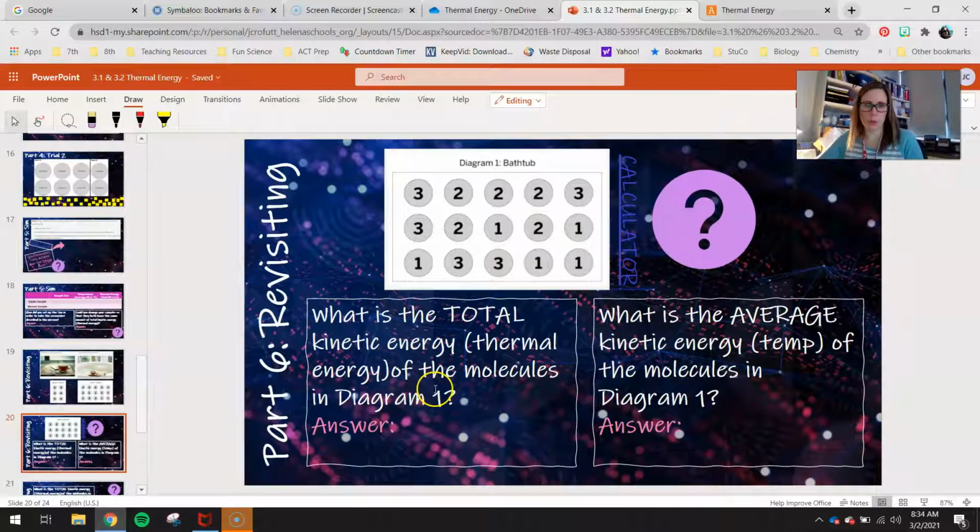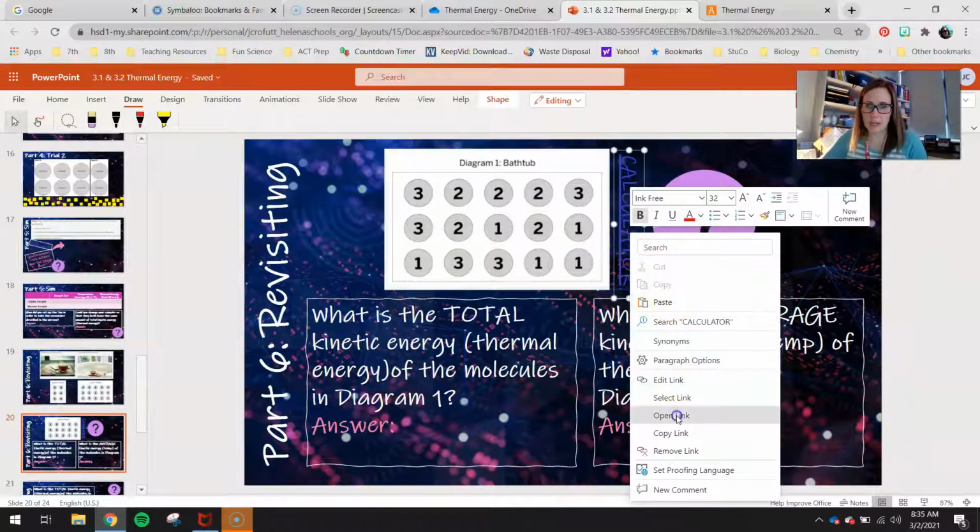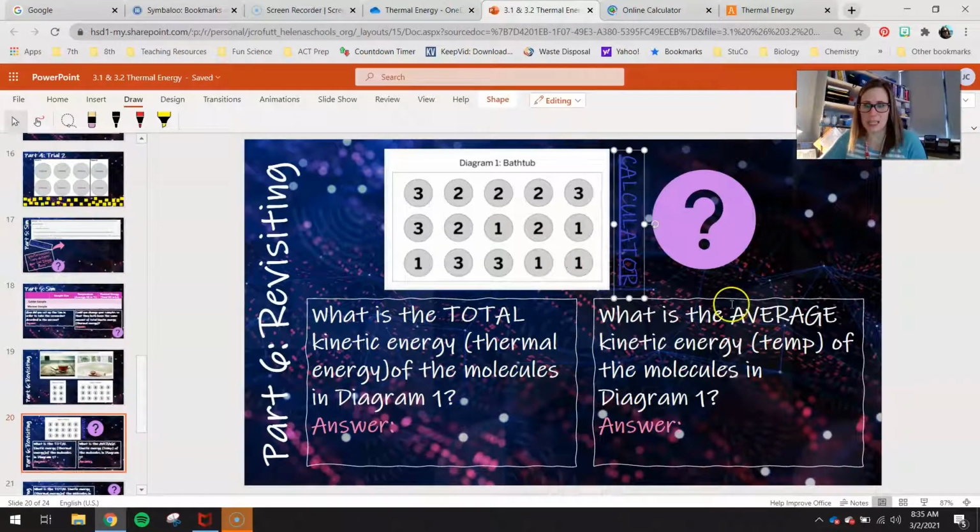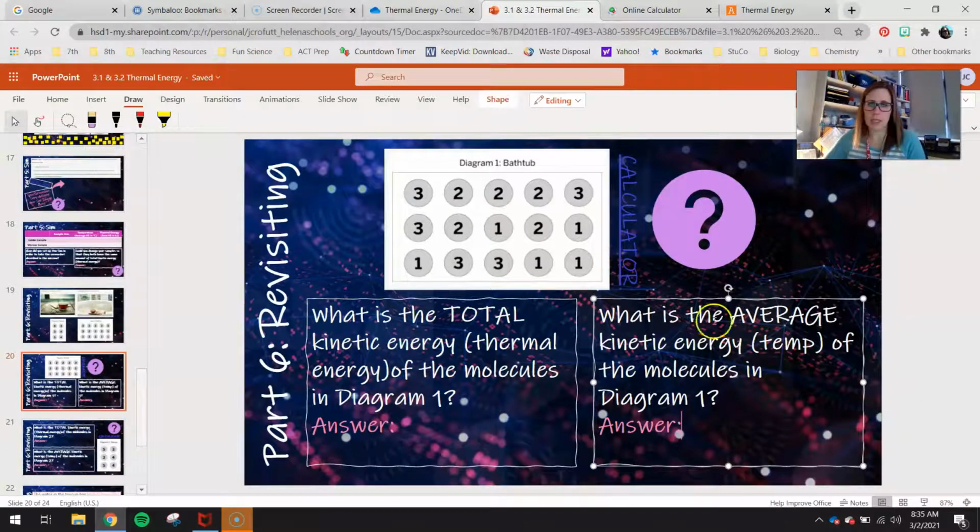First one, what is the total kinetic energy? So remember, total kinetic energy, you're just adding them up, of the molecules in diagram 1. So there you go, you guys can add them up if you really need. Here's a calculator, you can right click and open that up. And then your next question asks you guys, what is the average kinetic energy? So it looks like you guys have 15 molecules here. So take your total, divide it by 15, and you guys should get your average there. One decimal point is good enough. Okay, remember your average kinetic energy relates to your temperature, and your total kinetic energy relates to your thermal energy.